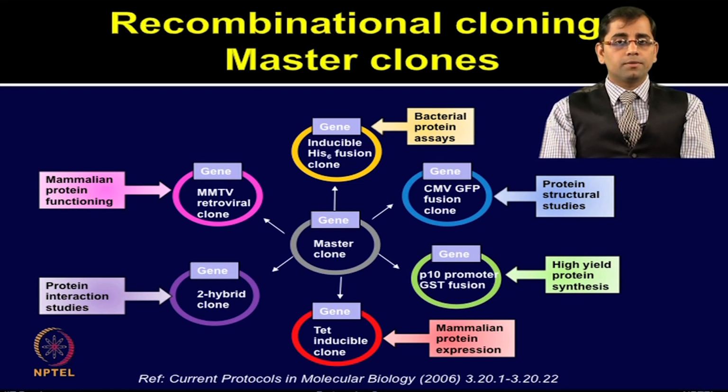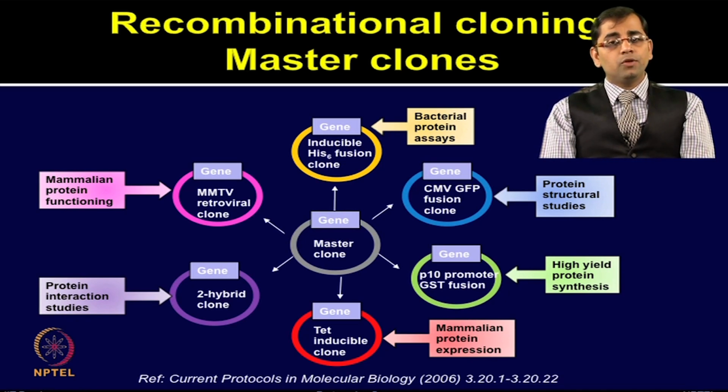Two hybrid clones. If your objective is to study the protein interactions, then test the protein functions in the mammalian cell by using two hybrid clones, MMTV retrieval clones. If you want to perform mammalian protein functioning, you might want to use this vector to know what other proteins the protein interacts with.